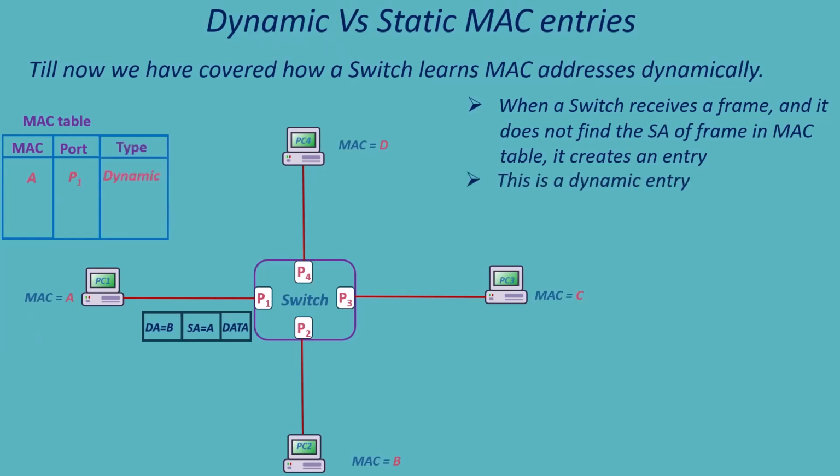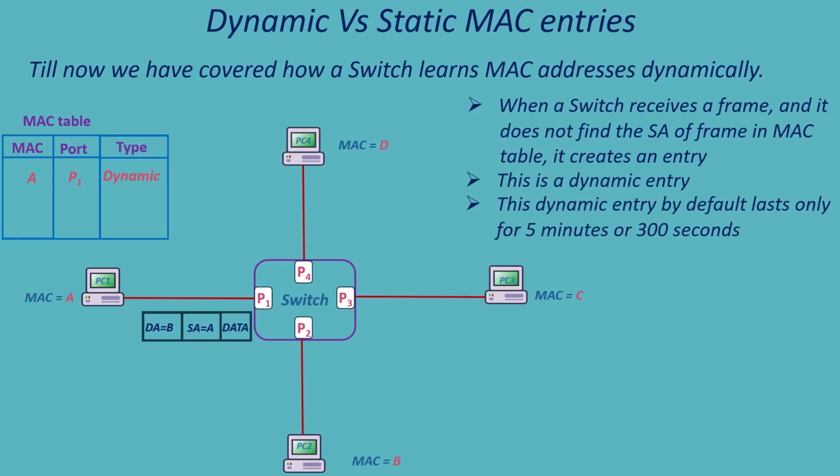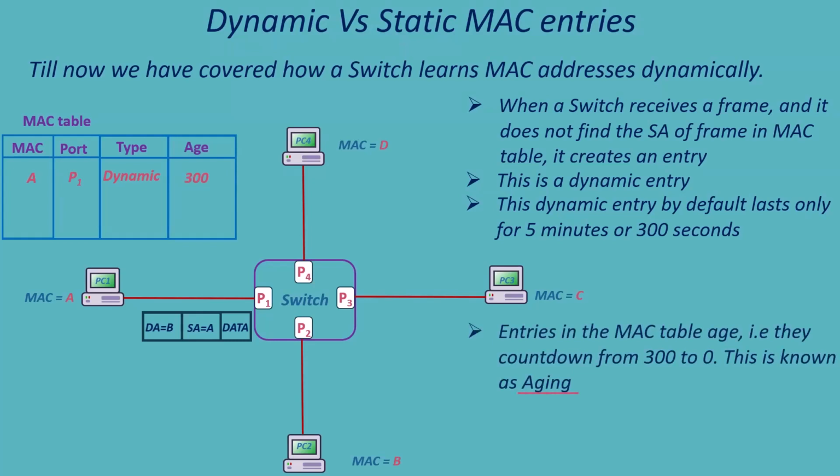You can conceptualize in your mind as having another field in the MAC table and put either dynamic or static against it. Any of the dynamic entries that get created have by default a timer associated with it. The value of the timer is 5 minutes or 300 seconds. This timer decrements all the way from 300 to 0. And this whole process of decrementing of the timer is known as aging.